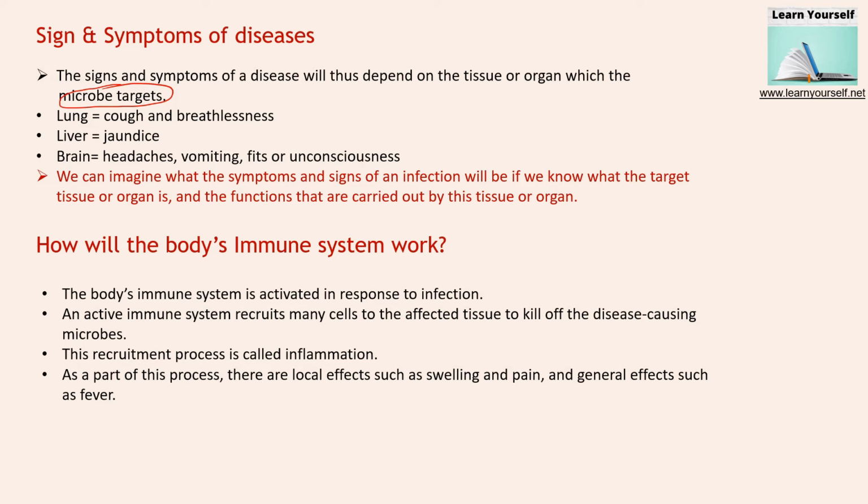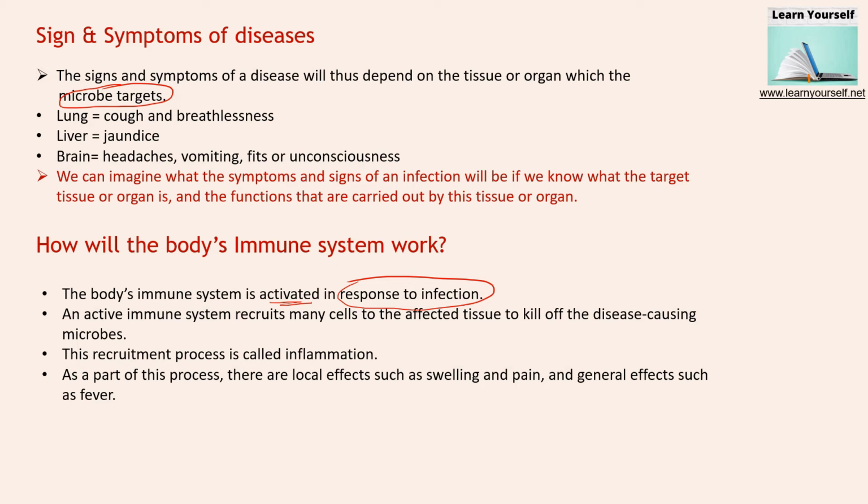How will the body's immune system work? Earlier we have seen that if our immune system is strong, then it is very unlikely that we will catch some of the minor diseases very frequently. So how our body's immune system works is what we are understanding now. The body's immune system is activated in response to infection. So when the body identifies that the infection is there, our immune system will be activated.